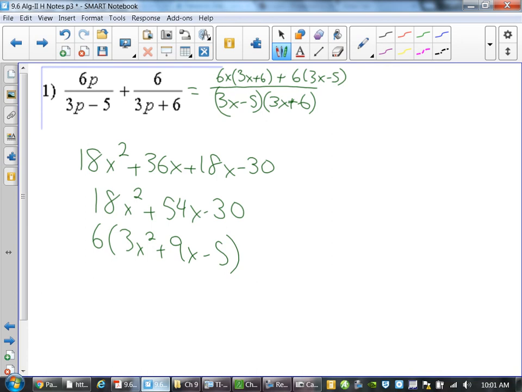Is there anything that gets you negative 15 to get negative 9? Or positive 9? No. No, there's nothing. So now you're done. You just put this back over your common denominator of 3x minus 5 and 3x plus 6.